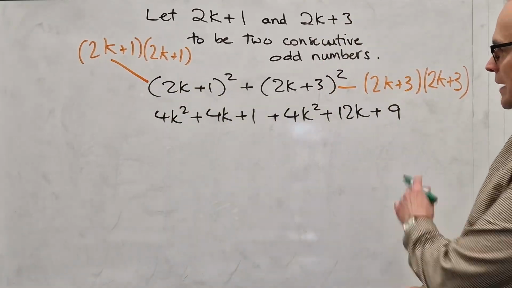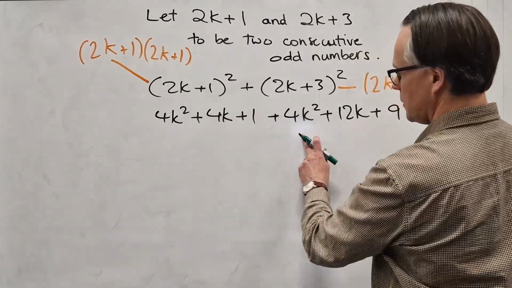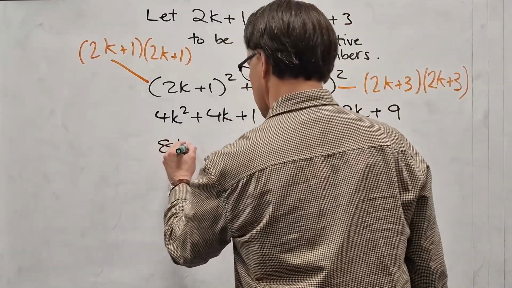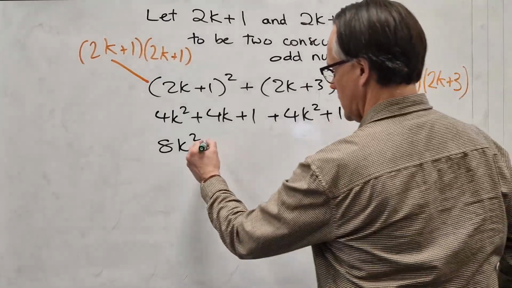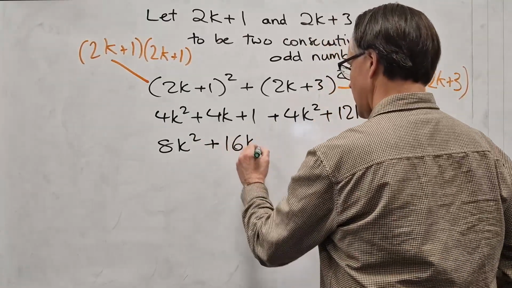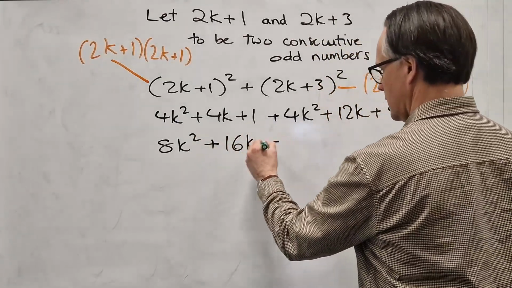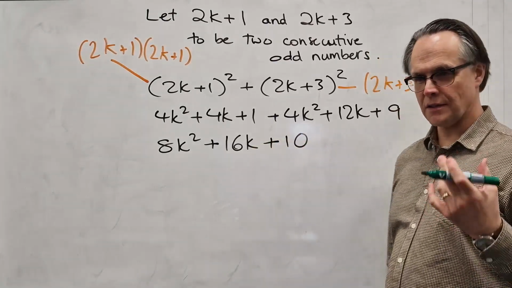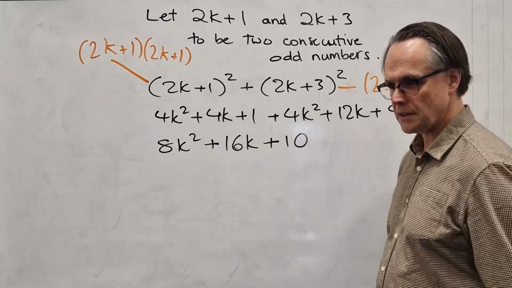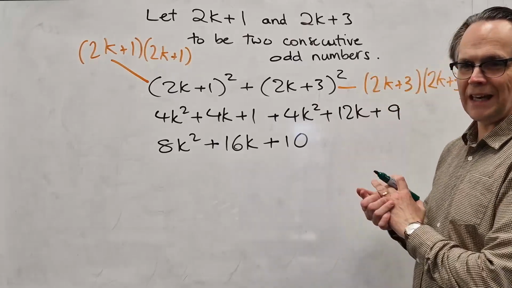Right, so now we'll add all this together. And how many k squareds have we got? We've got 8k squared, we've got 4k and 12k, that's 16k, and we've got 1 and 9, which is 10. And at this point in the process, it's always good to remind ourselves what it is that we're doing. We're trying to prove that this is an even number.